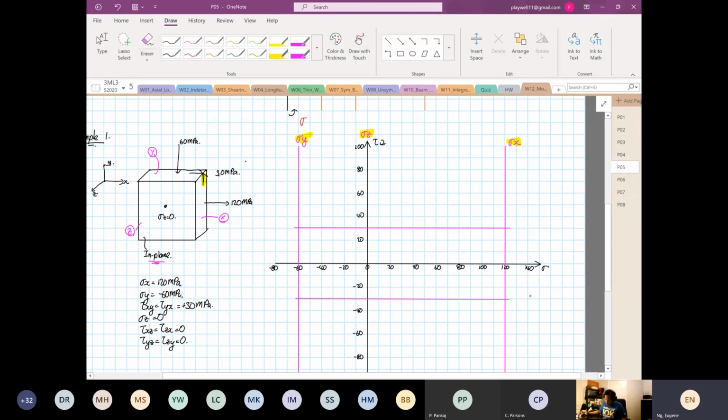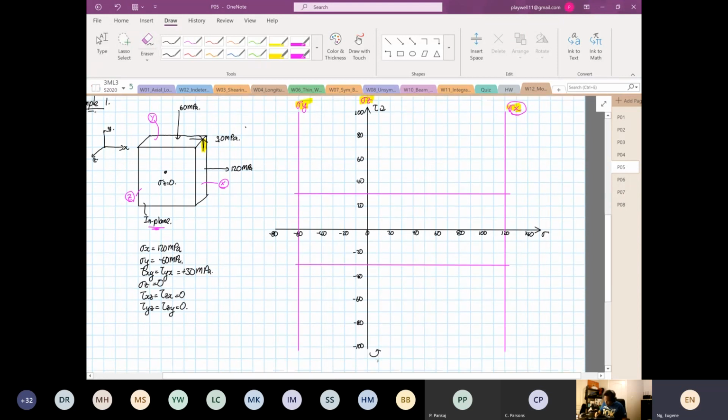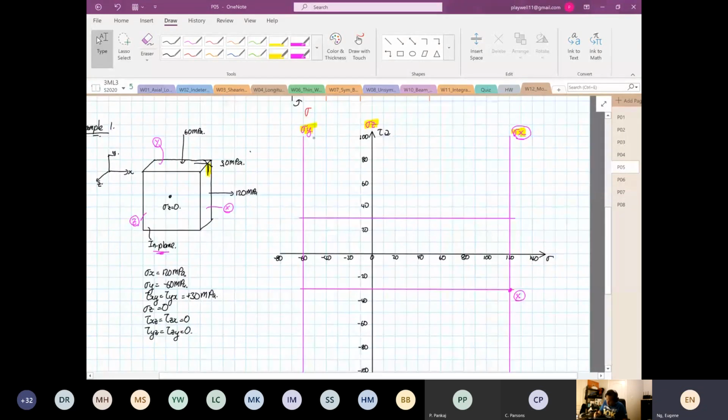So let's look at your point X. Okay. So your point X is at tensile 120. And then the element will rotate anti-clockwise. So anti-clockwise over here. So this is your point X. Point Y is at your negative 60 and 30. And then the element, due to the arrow I'm circling, is going to go clockwise. So this is your point Y.